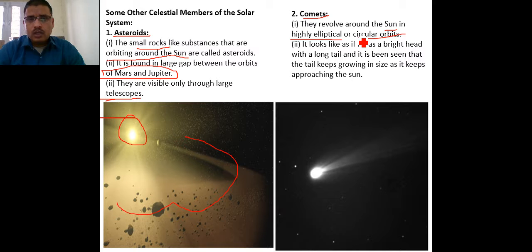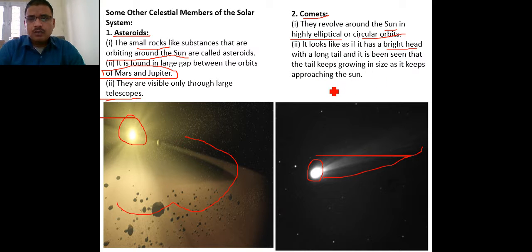It looks as if it has a bright head with a long tail. You can see here, this is the long tail, and the tail keeps growing in size as it keeps approaching towards the sun.